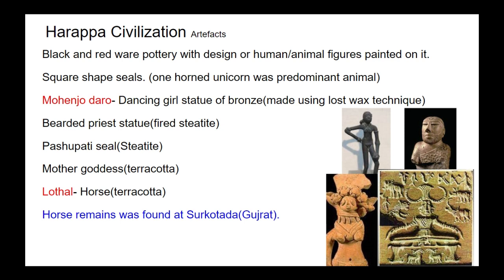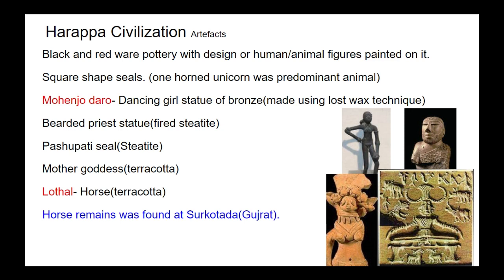You can see the beard of the priest, and we also find the Pashupati seal from Mohenjo-daro. It was made of steatite. You can see the Pashupati seal in the bottom right corner.